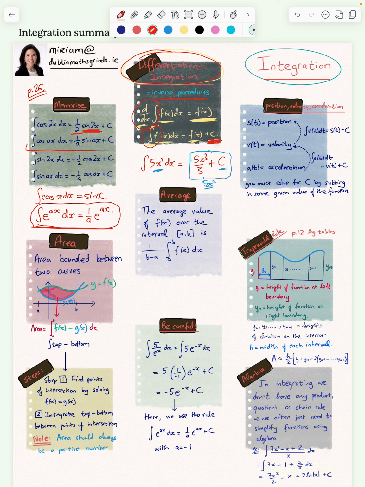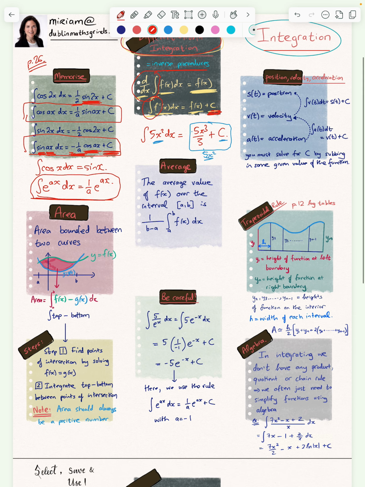If all else fails, I would memorize this and this. So you know the antiderivative of sine is minus cos from the log tables. If you have a number in front of x, it's minus cos ax divided by that number. And don't forget your constant of integration, c, if you have no limits of integration.